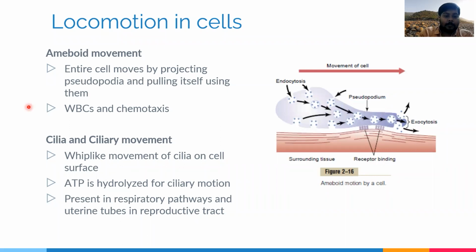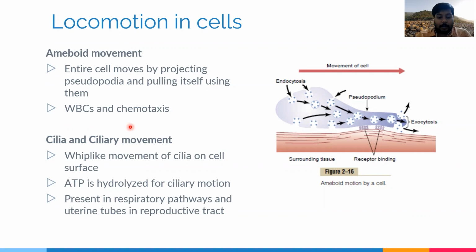A great example of amoeboid movement is performed by white blood cells as they move to sites of infection in a particular tissue. The stimulus for white blood cell movement is chemotactic agents released by the various cells of the immune system, and the whole process is known as chemotaxis.